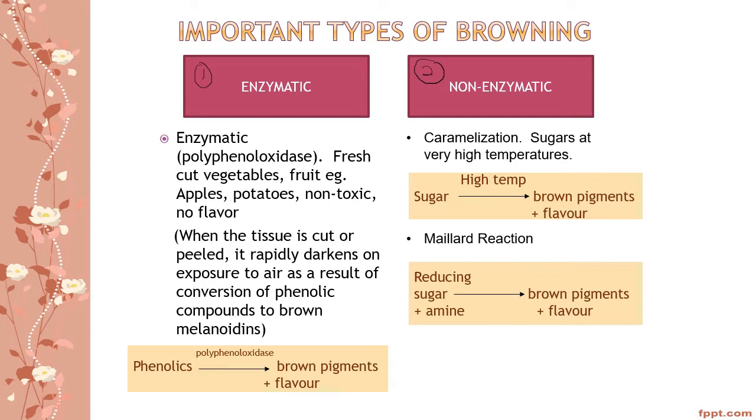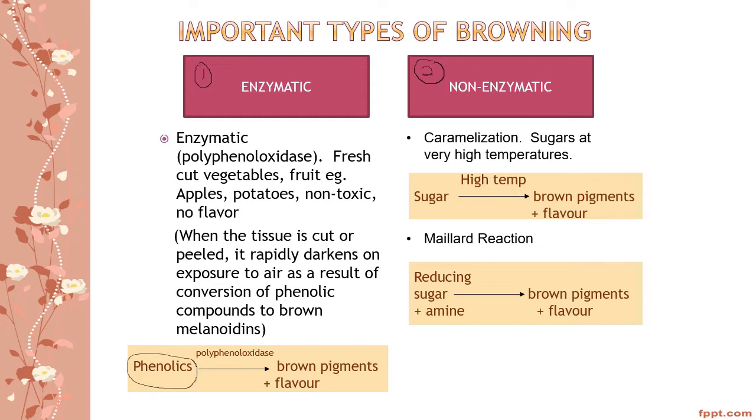In fruits, for example, they have lots of this antioxidant compound, which is phenolic compounds. So when phenolic compounds are exposed to an enzyme called polyphenol oxidase, they will turn into a brown pigment plus some flavor. Okay, the next type of browning is non-enzymatic.